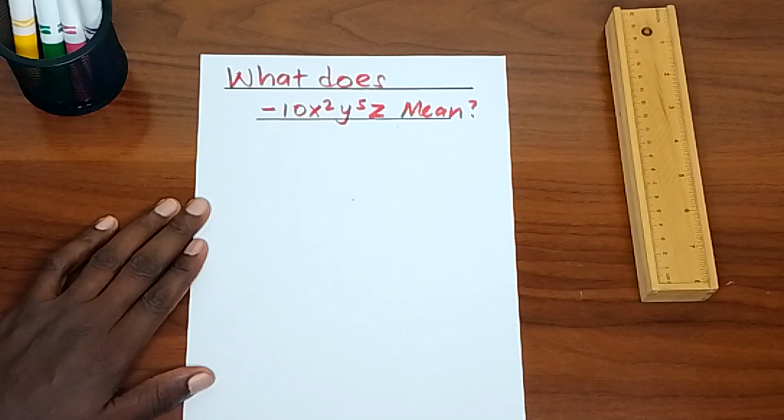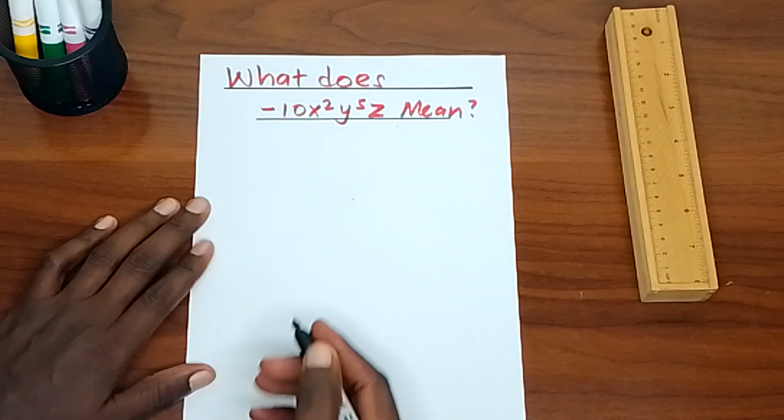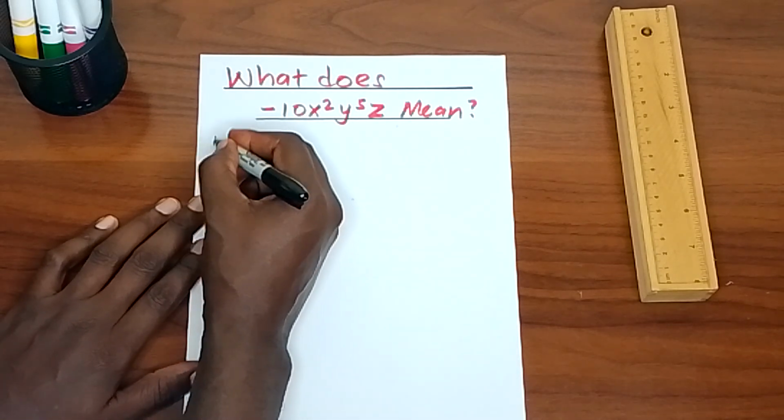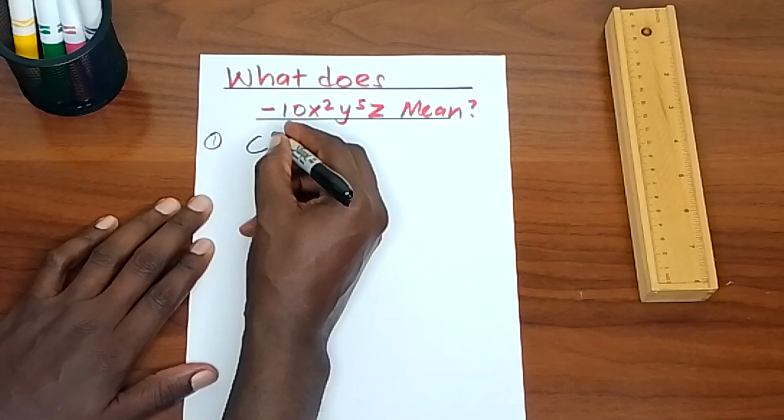Welcome to Math Lab. At this moment we are looking at what this expression given to us means: negative 10x squared y power 5 z. What does this mean? Now, I want us to go back to the simple introduction, which is c power 4.